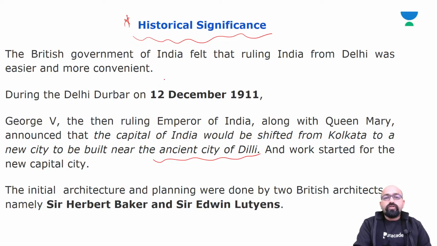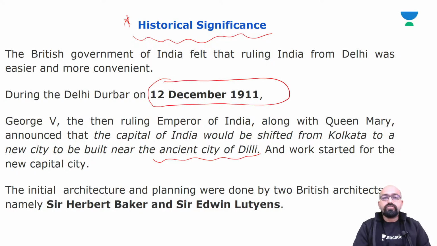So during the Delhi Durbar, 12 December 1911, it was announced that the capital of India would be shifted from Kolkata to nearby Delhi, right? The initial architecture and planning were done by two British architects, after the decision on that place near Delhi. The names of those architects are Sir Herbert Baker and Sir Edwin Lutyens. So they started their initial work of planning.